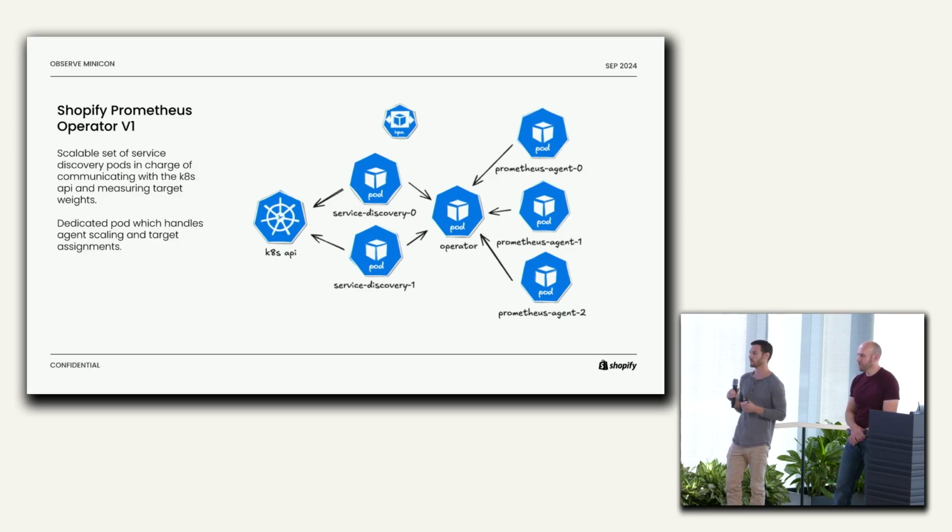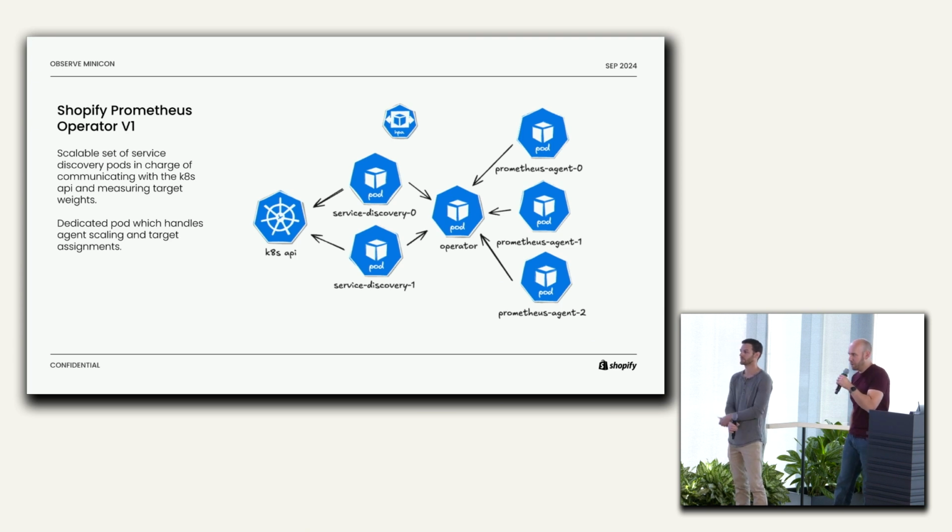So we separated the service discovery code out of Prometheus agents, and we had service discovery be its own thing with a second job of not only discovering these targets, but going and scraping them at some interval, like 2 minutes, and constantly weighting them, and giving that back to the operator.